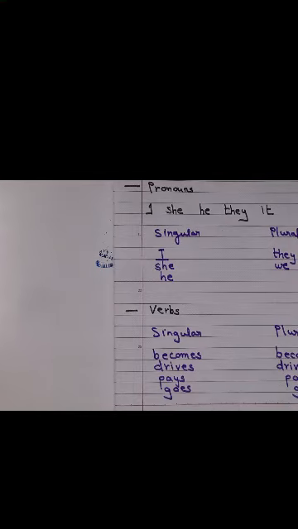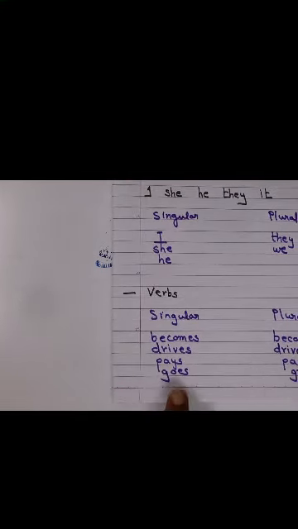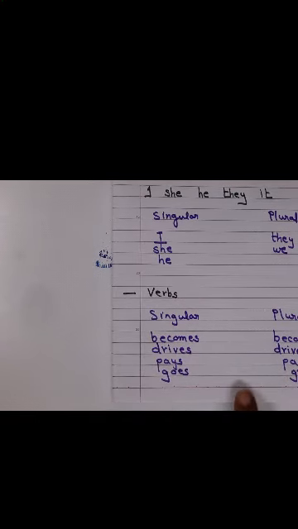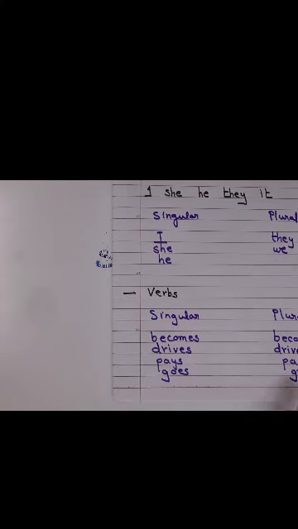If you say he goes to the market, so he is singular. And now if I use they, I can't say they goes. What do I say? They go to the market. Okay, so that's how a singular verb and a plural verb are.